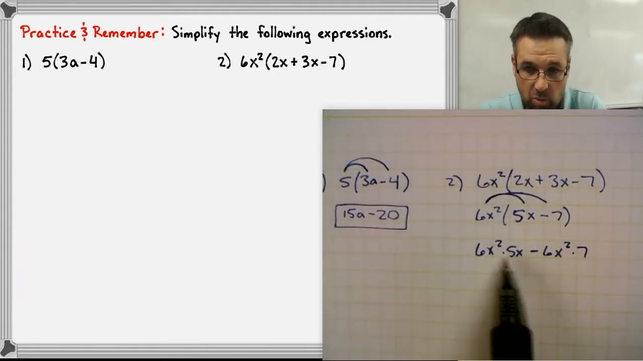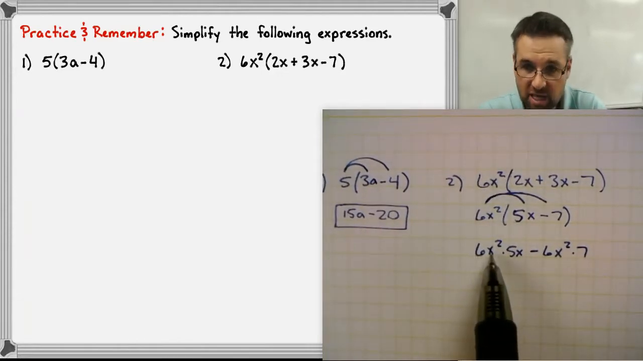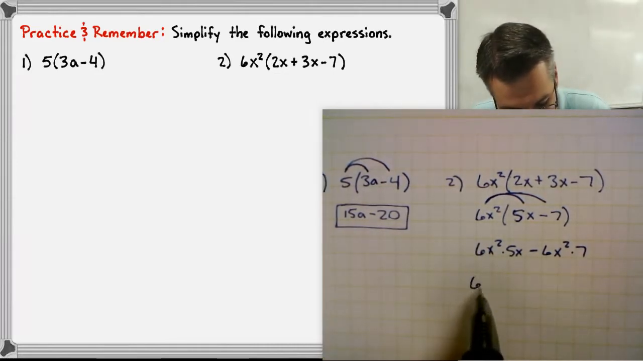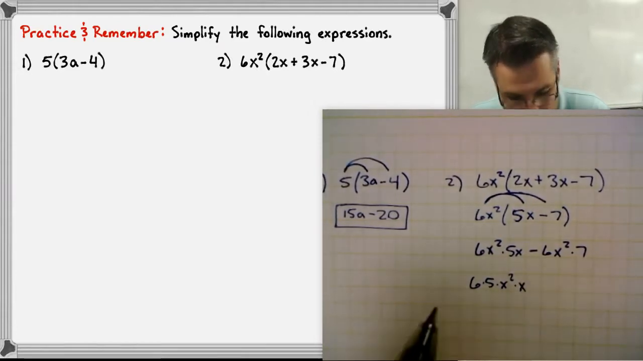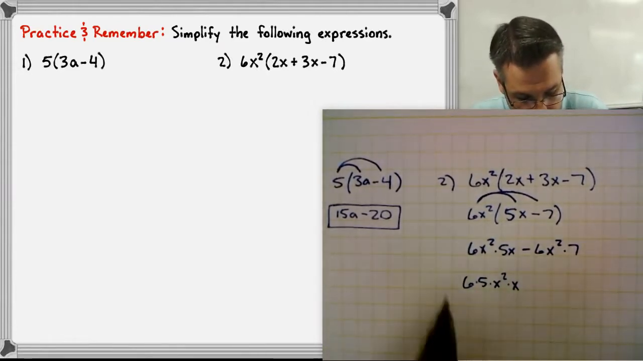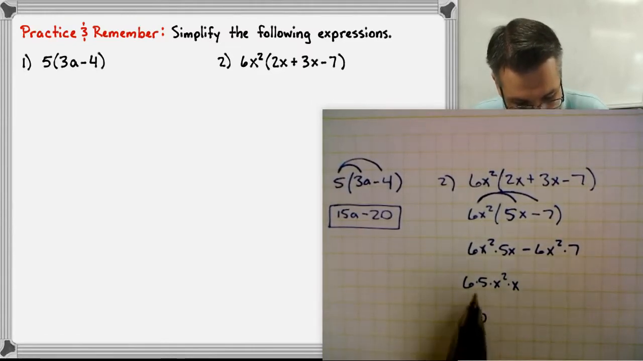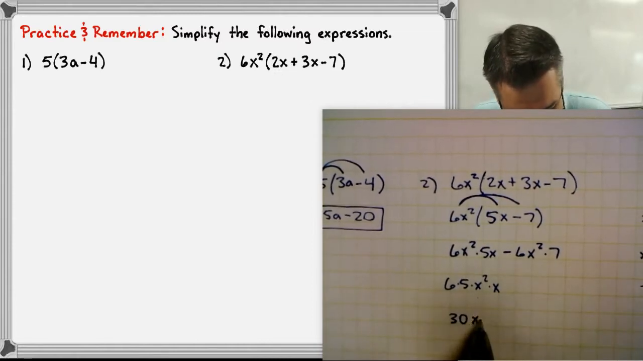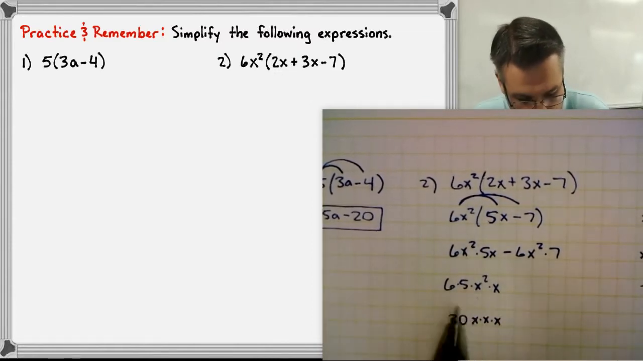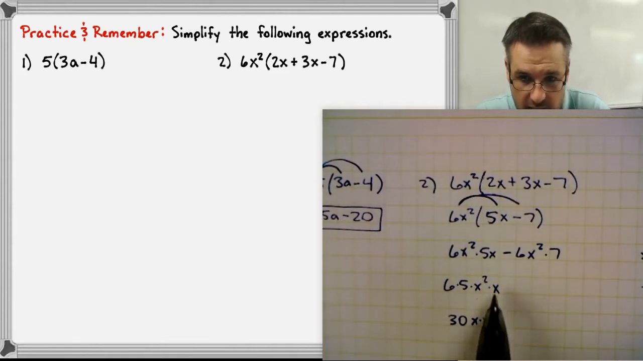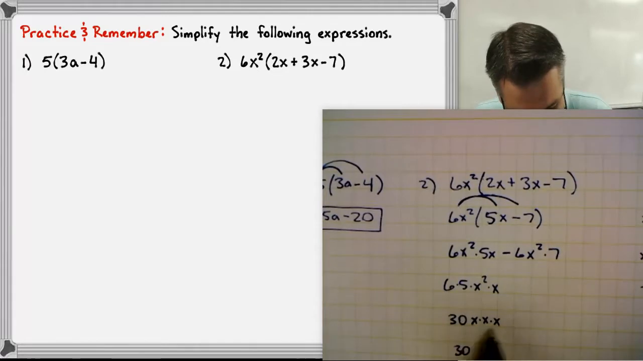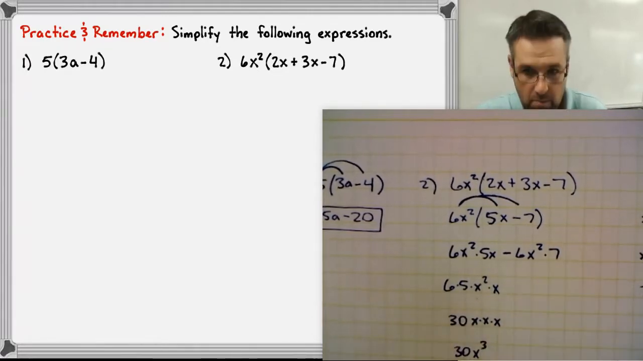So here I've got a bunch of multiplication. 6 times x squared times 5 times x. So I can rewrite this as 6 times 5 times x squared times x. Okay? And then the 6 times 5 we can simplify to be 30. What about the x squared times the x? Well, that is x times x times x, because we have an x squared, so that's x times x, and then times the x here. So ultimately, we could say that we have 30, and then we have x to the third power, okay?